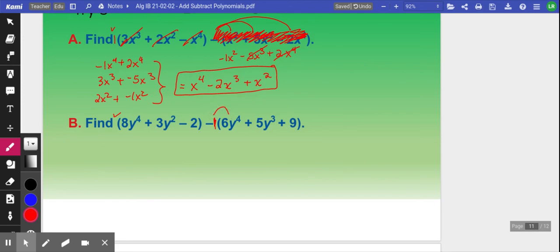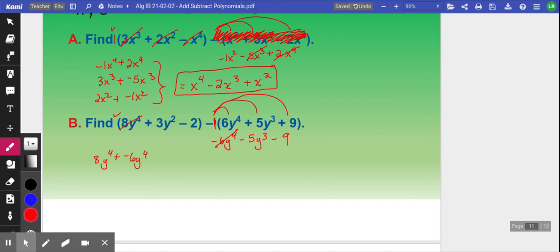Negative 1 times 6y to the fourth is negative 6y to the fourth. Negative 1 times 5y to the third is negative 5y to the third. And negative 1 times 9 is negative 9. Then we combine our like terms. Biggest exponent is the y to the fourth. So I have 8y to the fourth plus negative 6y to the fourth.